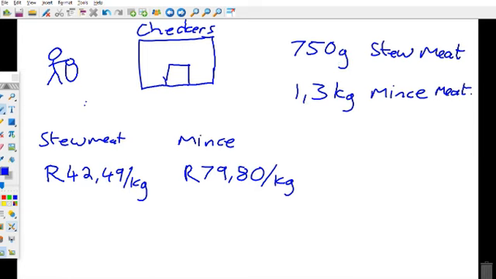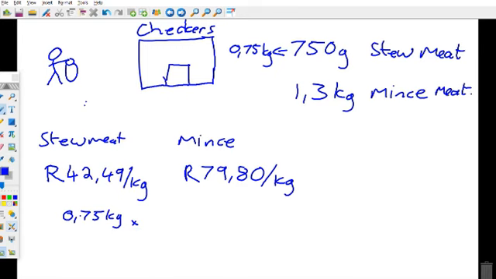What do we have to do first to work with calculations? It needs to be the same unit. So we have grams and kilograms. We have to change one to the other. So let's take grams to kilograms. How many kilograms is 750 grams? We want 0.75 kilograms, and we're going to multiply it.